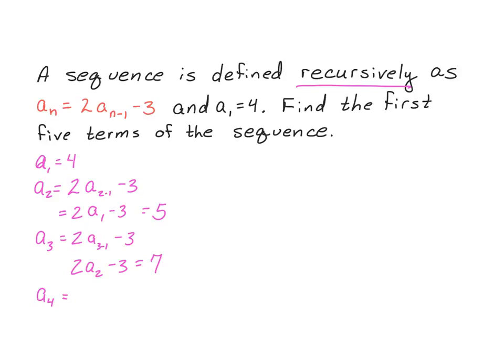All right, so we could write this out, skipping one step here. This would be 2 times a sub 3 minus 3. And a sub 3 was 7, so 2 times 7 is 14, minus 3 gives us 11. And the fifth term will be 2 times the previous term of 11 minus 3, which is 22 minus 3 is 19. So our sequence of numbers here would be 4, 5, 7, 11, and 19.